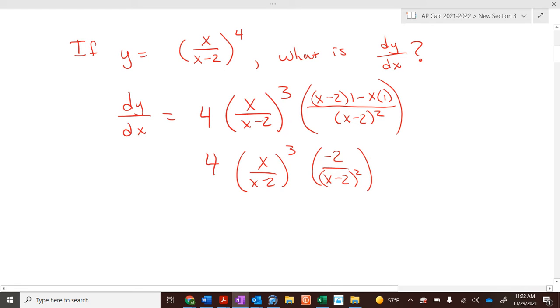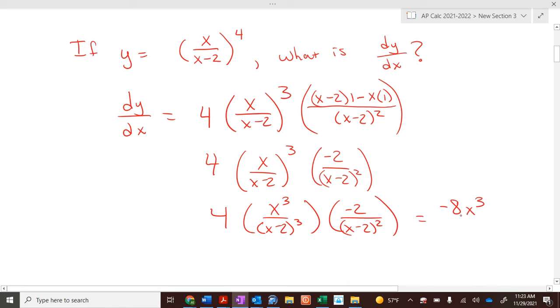Okay? Now, this is where the fun really comes in. So, it's 4 times x cubed over (x minus 2) cubed, times negative 2 over (x minus 2) squared. So, on the top, you get negative 8x cubed. On the bottom, you get (x minus 2) to the 5th power. There's the answer.